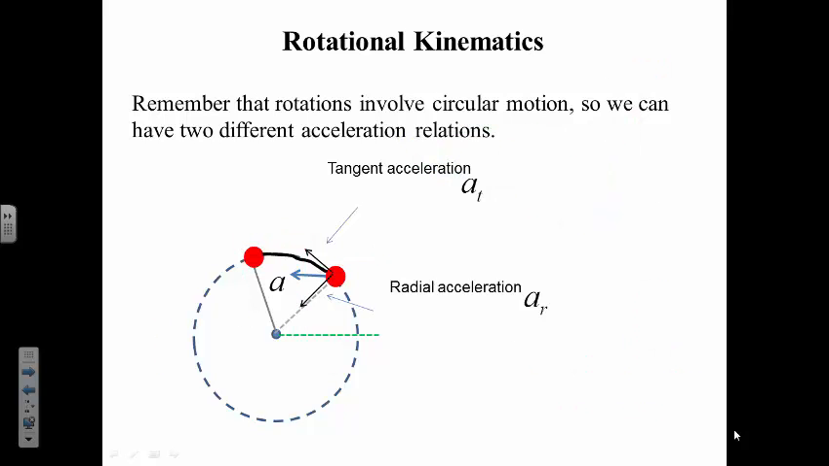Okay, so now we want to look at the acceleration. If we're changing omegas, we want to look at how these relate. Now remember, the tangent acceleration is this part here, which is tangent to the circle at that point. The tangent one is responsible for the linear speed change, and the radial is the one that's holding us to the circle.